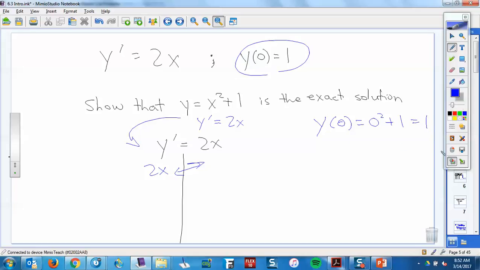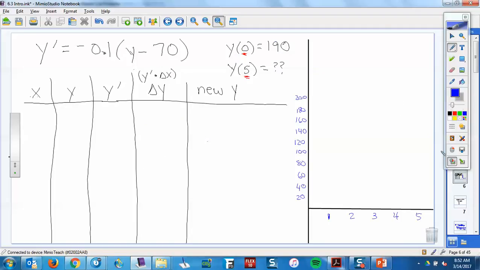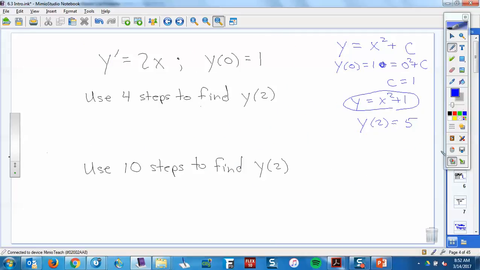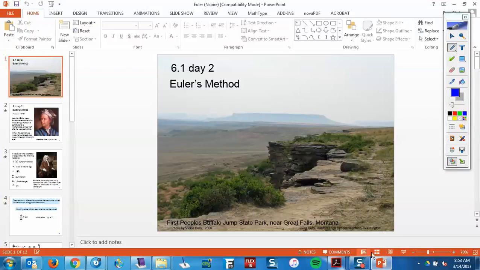I mean, this initial condition has to work in here, and it has to work for that differential equation. So I may give you another one of those where I say verify that this is the solution, and we'll look at another one like that here in a minute. Okay, so back to this. So now to my fancy PowerPoint. Okay, so on my PowerPoint.